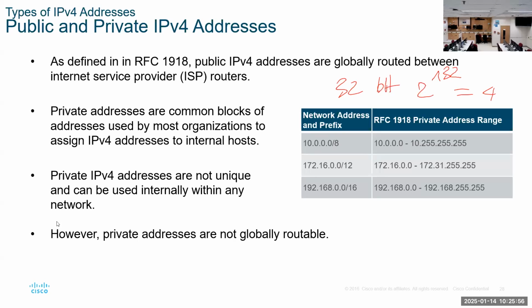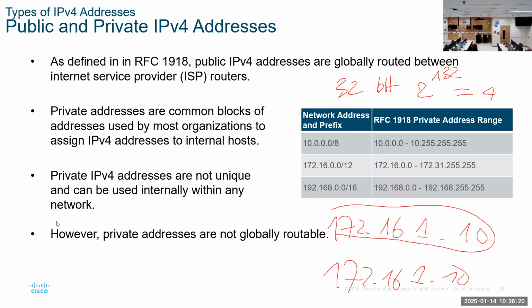So say my computer here is 172.16.1.10. At home, I can use the same 172.16.1.10. It doesn't matter because it belongs to two different networks. Right? I can reuse it. And the reason they use a private one here is because they want to save the public addresses. But remember, the private one here only stays within your network. You cannot go over the internet.